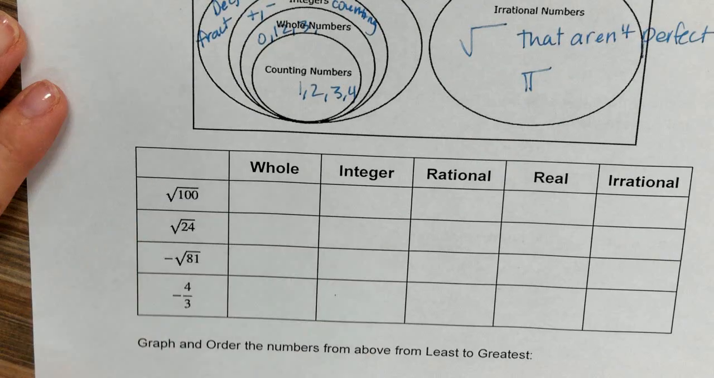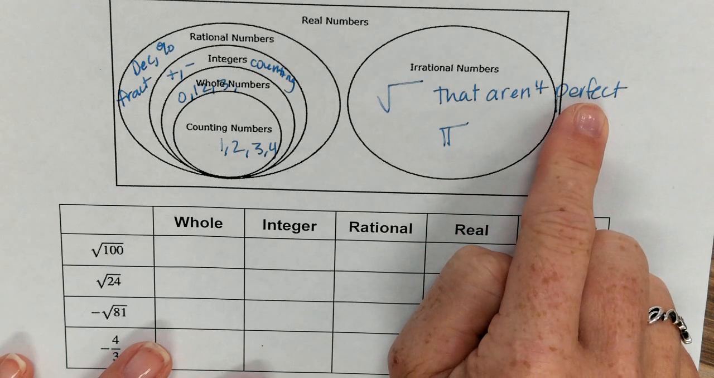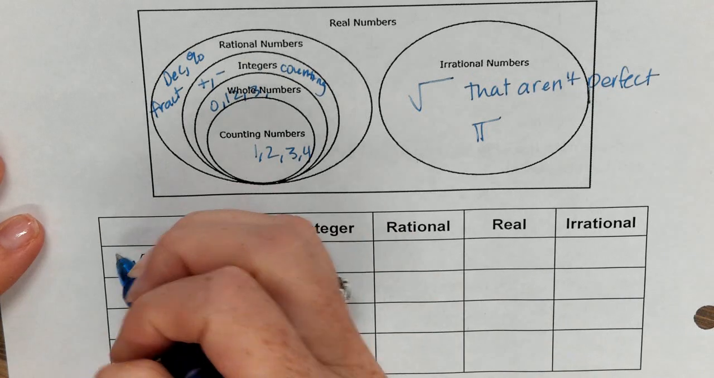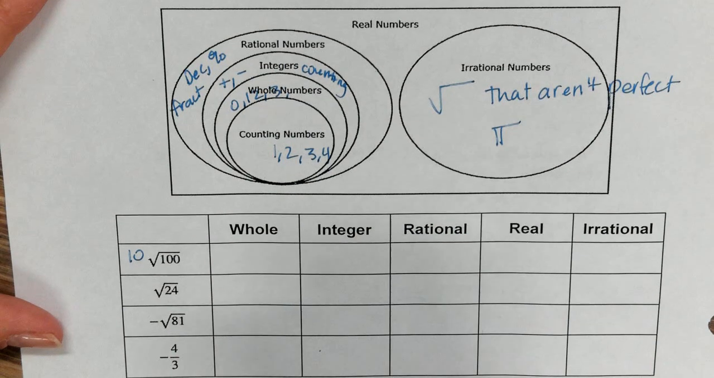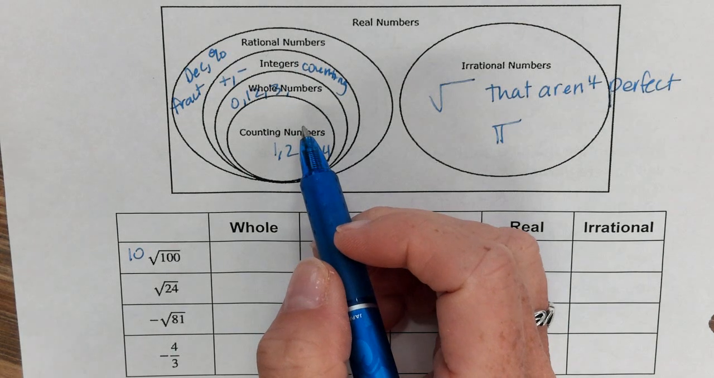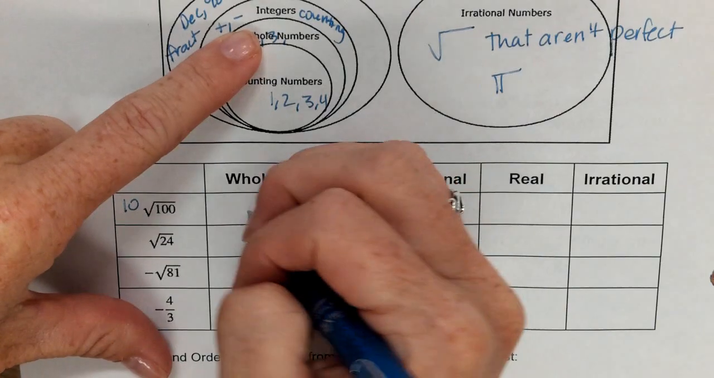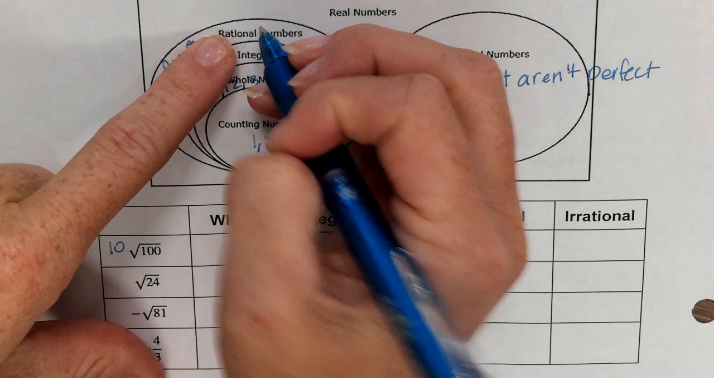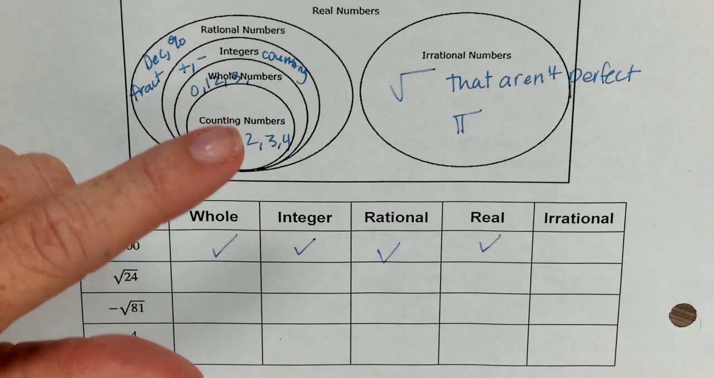All right, so here we go. The square root of 100. All square roots go here that aren't perfect. Is the square root of 100 perfect? Yes. What is the square root of 100? Write that down. It's actually 10. Where would you put 10 on this chart? Counting, but let's pretend counting's not even there because it's not on this chart. So it would go here. If it goes here, then it's also in integers, and if it's rational, it's also real. But it can never be irrational.